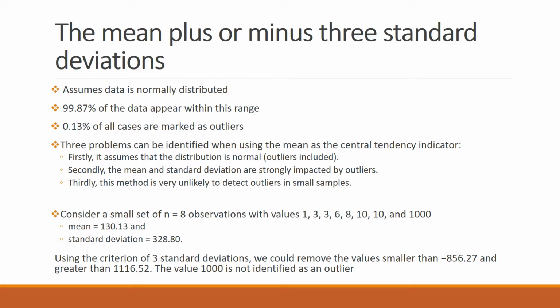So we have a mean equal to 130.13 and an uncorrected standard deviation of 328.80. Therefore, using the criterion of 3 standard deviations, we could remove the values outside the range minus 856.27 and 1116.52. Nevertheless, the value 1000 is not identified as an outlier, which clearly demonstrates the limitation of the mean plus minus 3 standard deviation method.